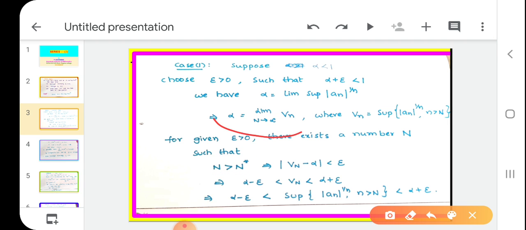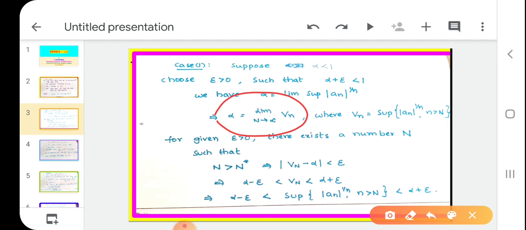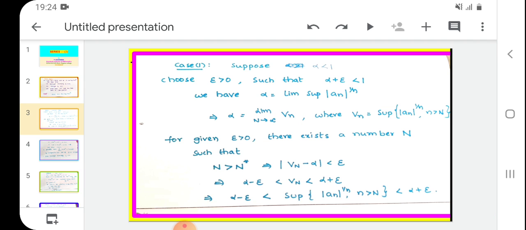What is the meaning of this? Alpha equals limit n tends to infinity Vn. What is the definition here? It shows the limit definition. From this, what is the limit value of Vn? Alpha is the limit value of Vn. So I write the limit definition here.